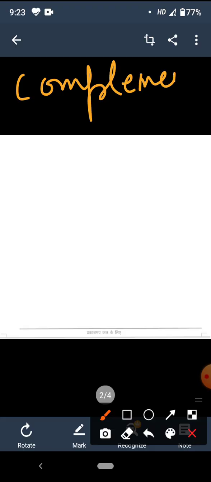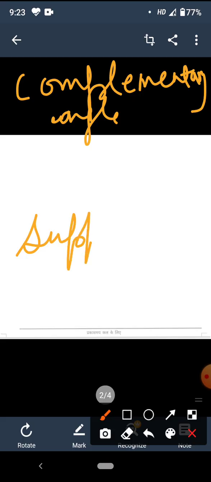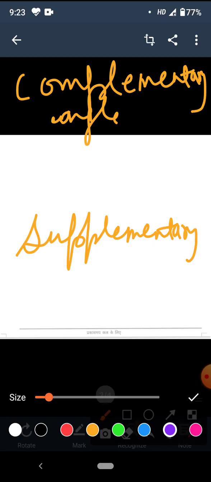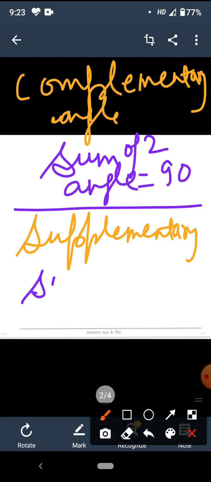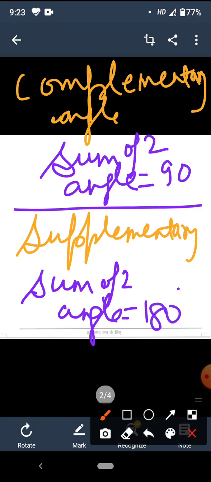Now there are other topics: complementary angles and supplementary angles. So what are complementary angles? Two angles are said to be complementary if the sum of the two angles is equal to 90 degrees, and two angles are said to be supplementary if their sum is 180 degrees. So complementary angles are those whose sum is equal to 90, and supplementary angles are those whose sum is equal to 180 degrees.